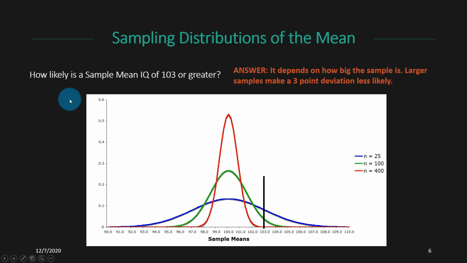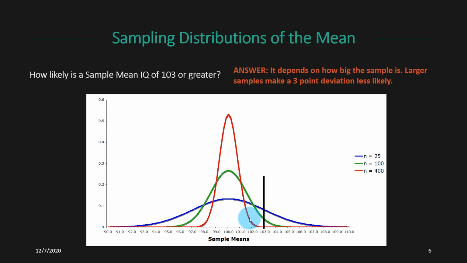So let's think about our example from the previous video where we said how likely is it that you have a mean IQ of 100 or 3 or greater? And we said the answer is it depends on how big the sample is. And we said that again, IQ has a population mean of 100 and a population standard deviation of 15. So each of these sampling distributions will have a standard error of 15 divided by the square root of the sample size. And we said, well, this clearly gives you 3 different sampling distributions, and therefore the probability of getting 103 or greater is going to change depending on whether or not your sample size was 25, whether it was 100, or whether it was 400.